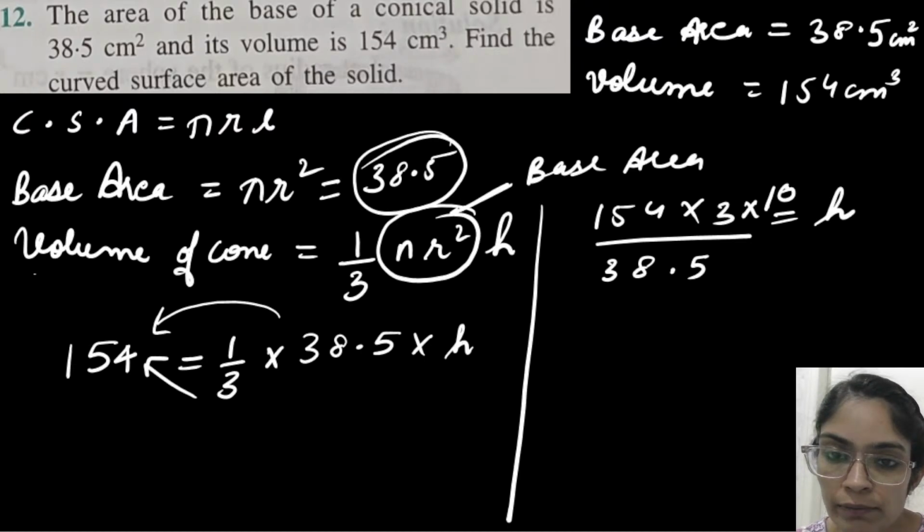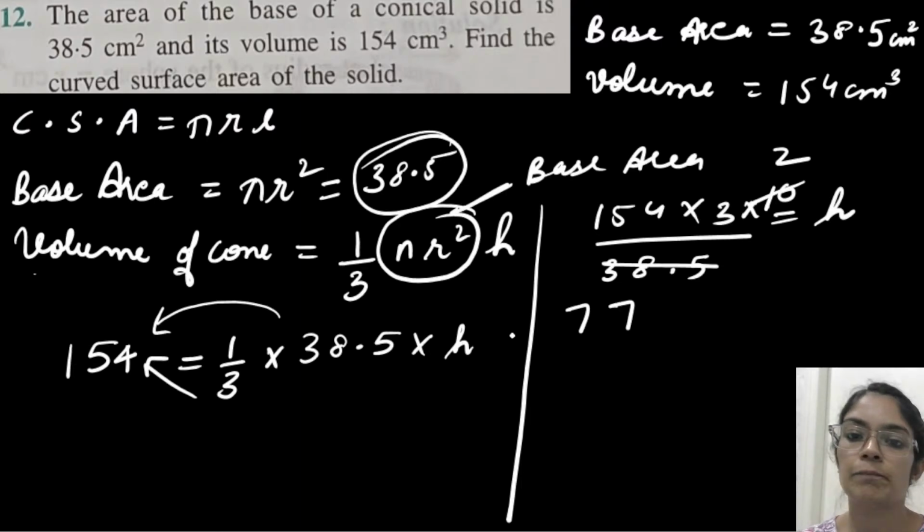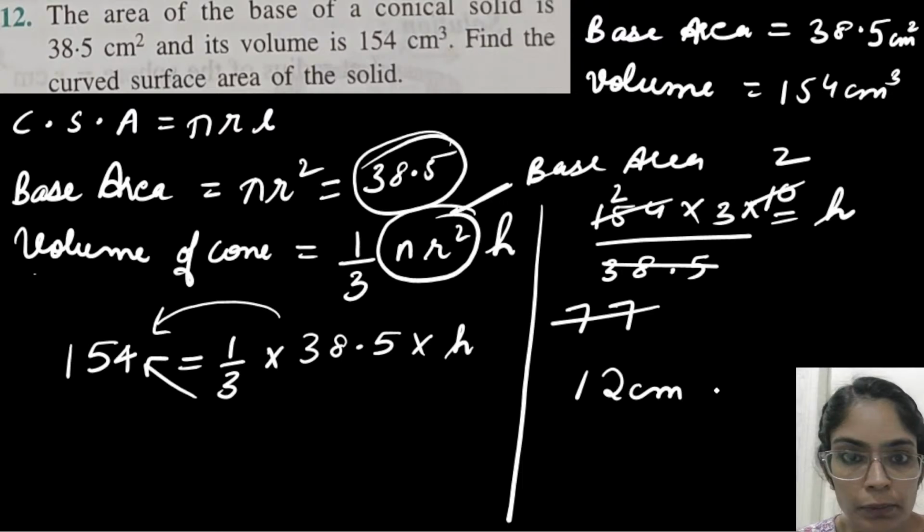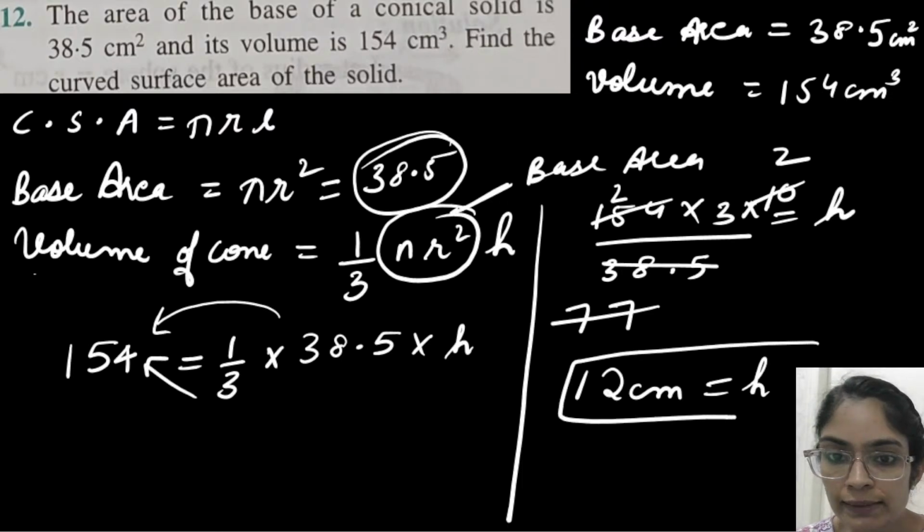So 5's table we can do, 5 into 2, 5 into 2, this is 5 into 7, again 5 into 7. And we know this thing, 77 into 2 is 154. Like we can do cancellation, 77 into 2. So height is 2 into 3, 6, 6 into 2, 12. So 12 centimeter. Height is equal to 12 centimeter.